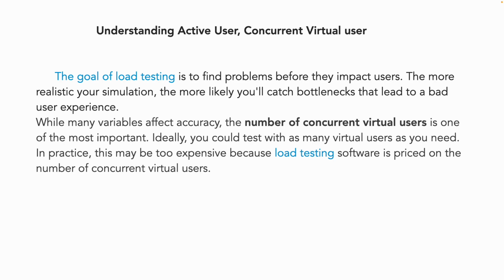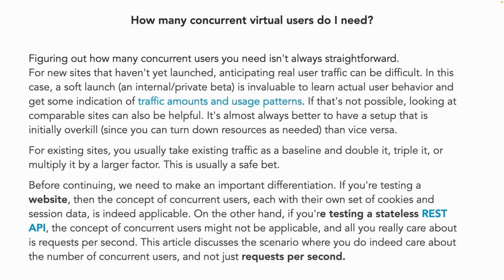So what is the workaround for that? That we'll see in the next slides. Okay. So figuring out how many concurrent users you need isn't always very straightforward. For new sites that haven't launched yet, anticipating real user traffic can be difficult. In this case, a soft launch, whether it's internal or maybe beta releases, is invaluable to learn actual user behavior and get some indication of traffic, amount of users, and patterns.